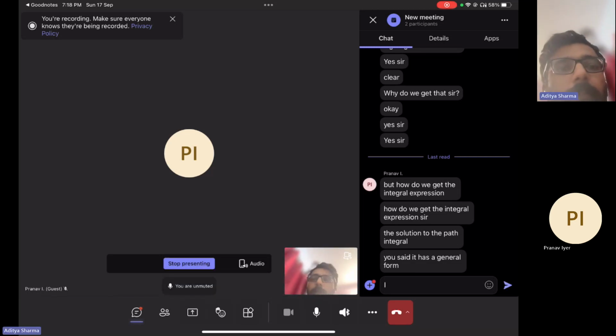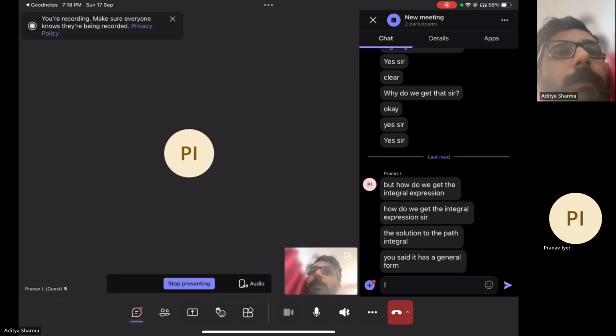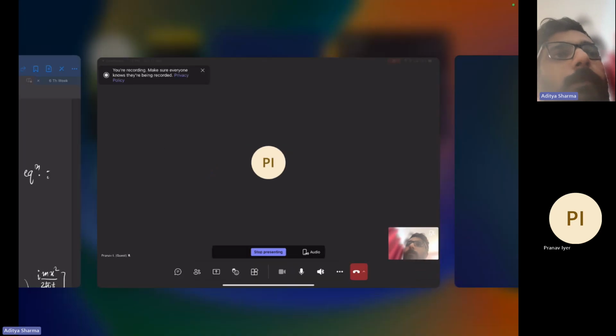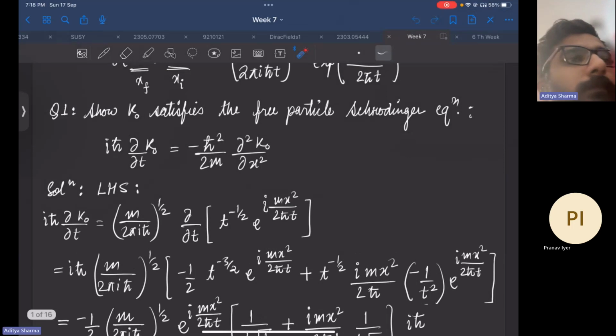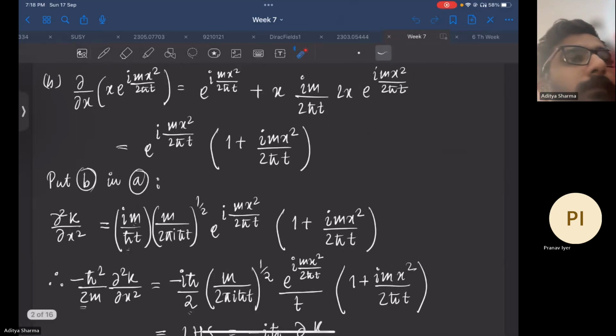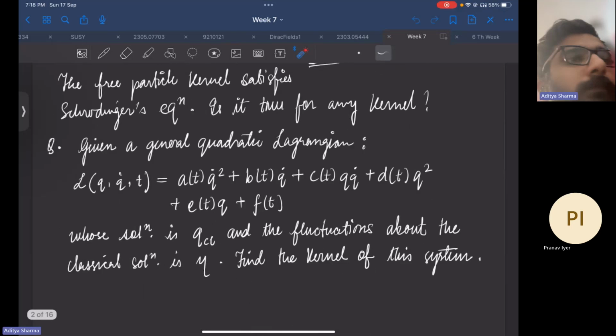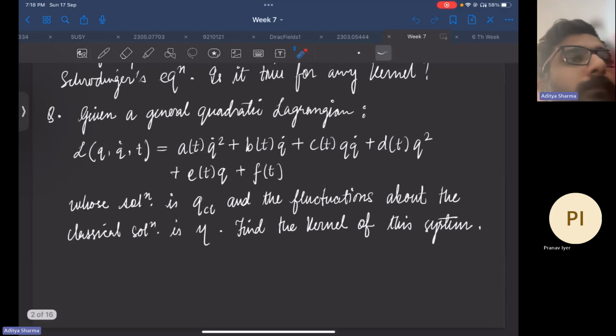So how do we get the expression for the path integral? Okay, let me show the proof for that one. Okay, this is the proof. Suppose I give you a general quadratic Lagrangian of this form. Look, this is very general. It has got q dot square, q dot q, q square also, f of t, b of t, a of t. You can choose anything.